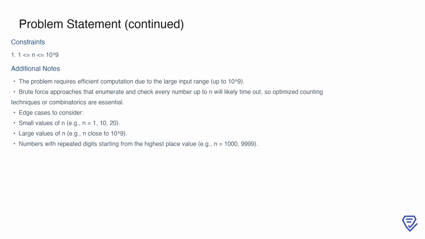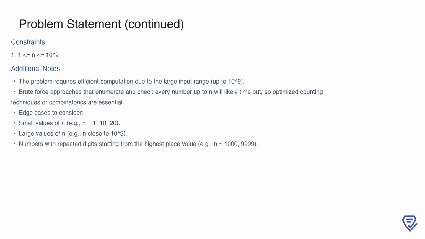The constraints of the problem specify that n can range from 1 to as large as 10 to the power of 9, which means brute force solutions that iterate through all numbers up to n will be computationally expensive and infeasible for large inputs. This highlights the importance of using optimized techniques, such as combinatorics or efficient counting methods, to solve the problem. Special edge cases to consider include very small values of n, like 1 or 10, where repeated digits are rare, as well as large values of n close to 10 to the power of 9, where the sheer size of the range can make computation challenging. Additionally, scenarios like numbers with repeated digits starting from the highest place value, such as 1000 or 9999, require careful handling in the solution.